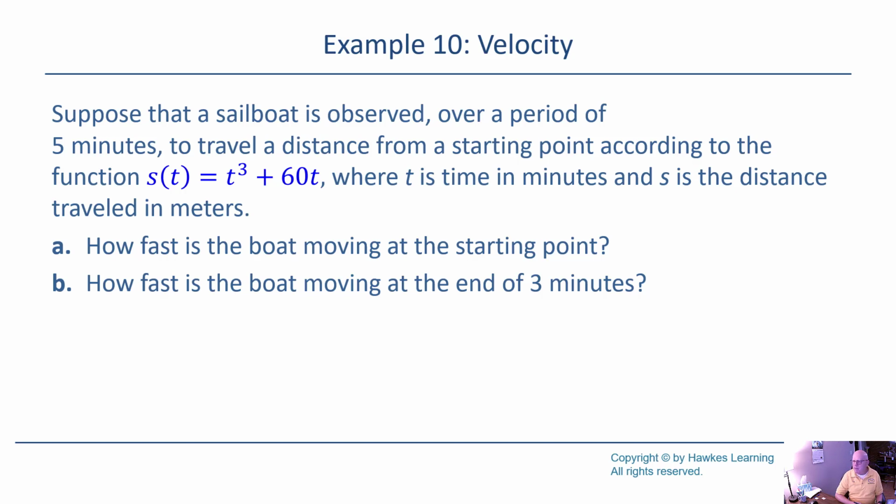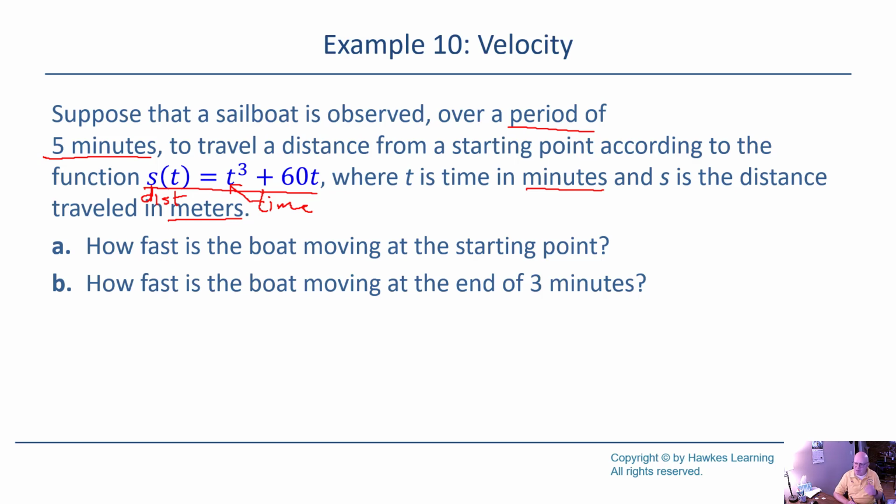So we've got a sailboat, and we've got a period of 5 minutes. That should remind you of average velocity, remember? Because we've got a period of 5 minutes to travel a distance from a starting point according to the function s of t, where s represents the distance and t represents time. This is a reminder, and note also the time is in minutes and the distance is in meters. So when we get our answer, make sure you use meters and minutes.